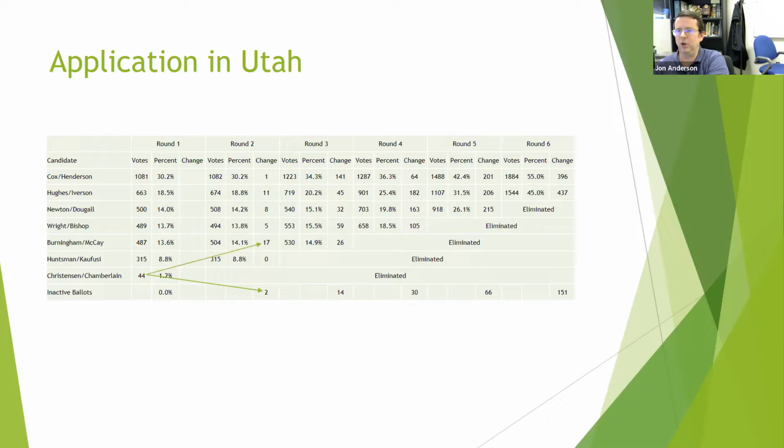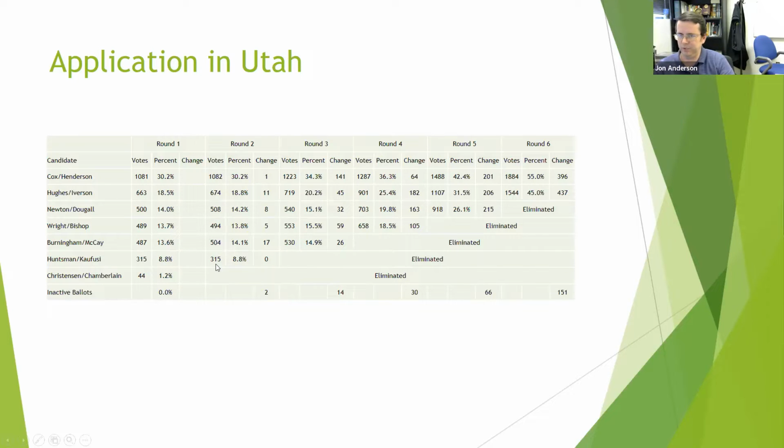But you can see that 17 people had selected Birmingham as their second choice. 5 had selected Wright. 8 had selected Newton. 11 had selected Hughes, and 1 had selected Cox. So of the 44 votes, we split them according to the individual voter's second choice and add these so that this right here, Birmingham's now up 17 votes from where he was before.